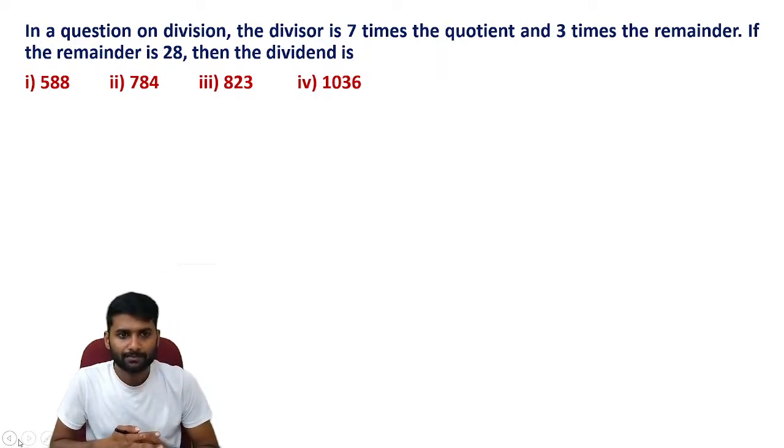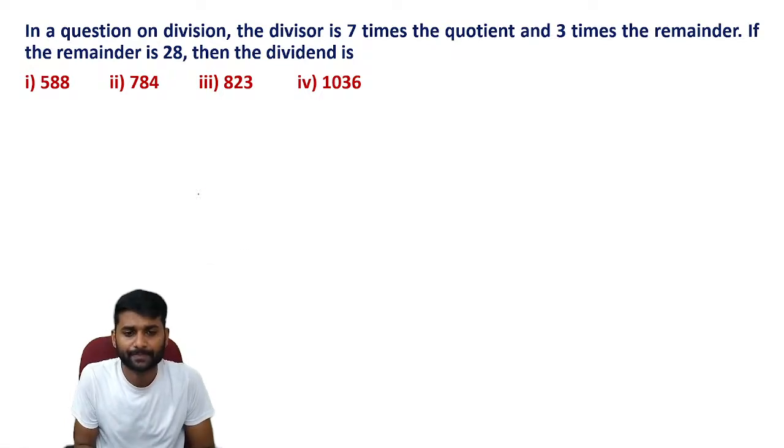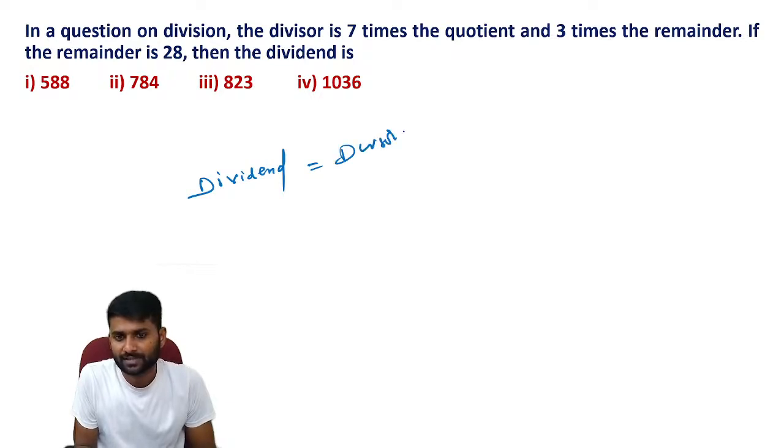In a question on division, the divisor is 7 times the quotient and 3 times the remainder. If the remainder is 28, then find the dividend. You know the relation here? Dividend is equal to divisor into quotient plus remainder.